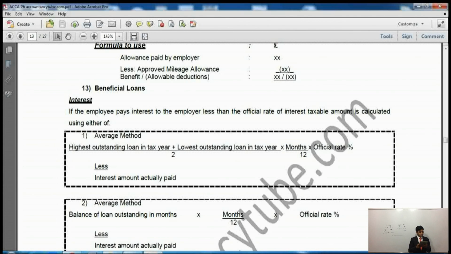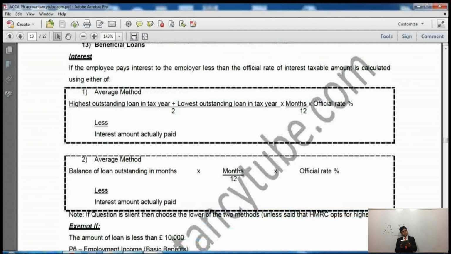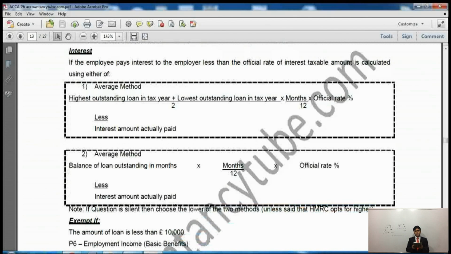After that, benefit number 13, it says beneficial loans. Now there are two ways to calculate it. Beneficial loans are loans which the employer has given to the employee, but the employee is paying less than the market interest rate. Now the official rate of interest is 3%, and I told you that wherever in taxation, whether it is P6 or F6, wherever official rate of interest comes, please remember it is 3%. So if the employee is paying less than 3% a year, then that will be a benefit to the employee given by the employer, and it will be added in the benefits, and ultimately it will go in the income tax pro forma.